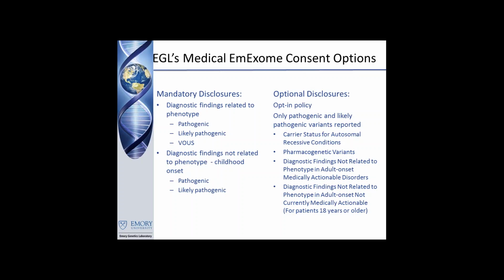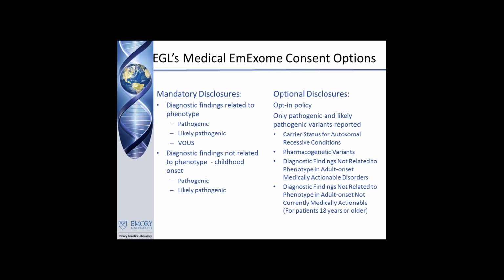We'll also report diagnostic findings that are not related to phenotype if it's childhood onset. So perhaps we have a very young child and they just haven't developed these symptoms yet, but they will be diagnostic in the near future. Variants in this category will only be reported if they're known to be pathogenic or likely pathogenic. So variants of unknown significance won't be reported for that.